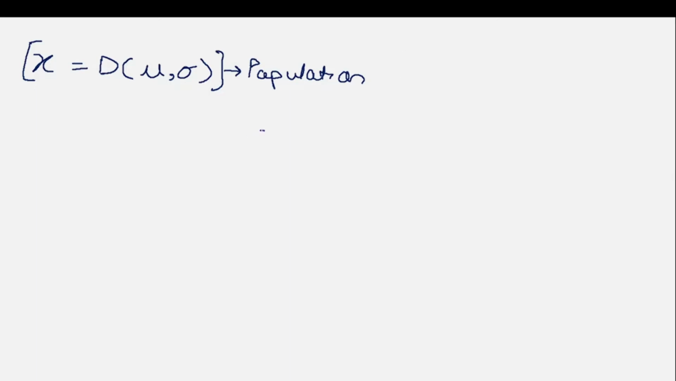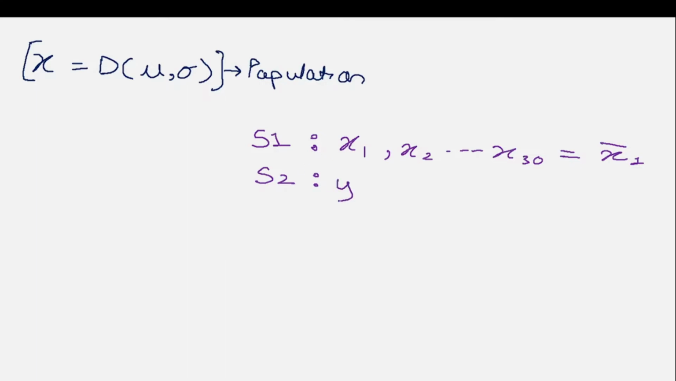Now suppose I take a sample S1 containing 30 data points randomly selected from the population X. So S1 contains 30 data points, say X1, X2 up to X30. This sample itself has a mean, say X1 bar. Similarly, I take another sample also containing 30 points, again selected randomly from the population X. Suppose this sample contains data points Y1, Y2 up to Y30, and it has a mean equal to X2 bar.